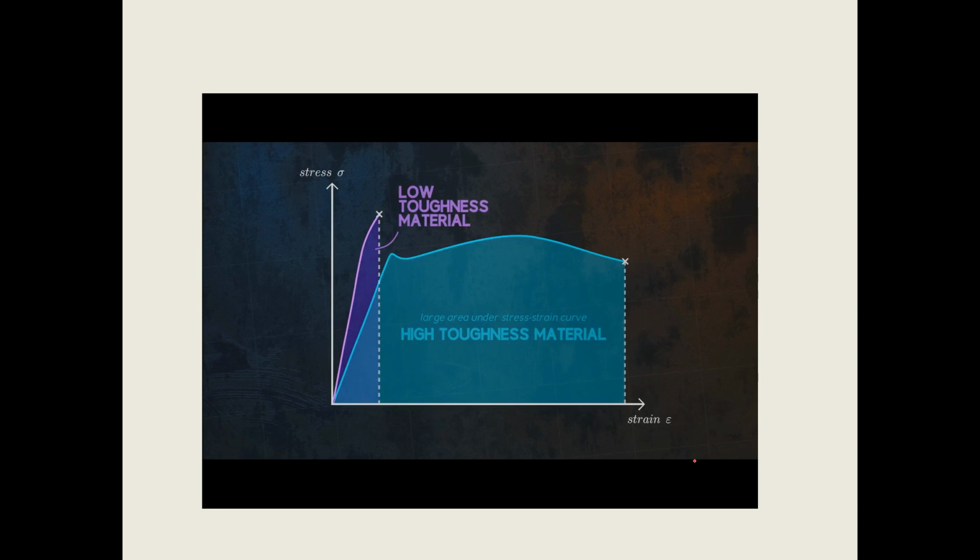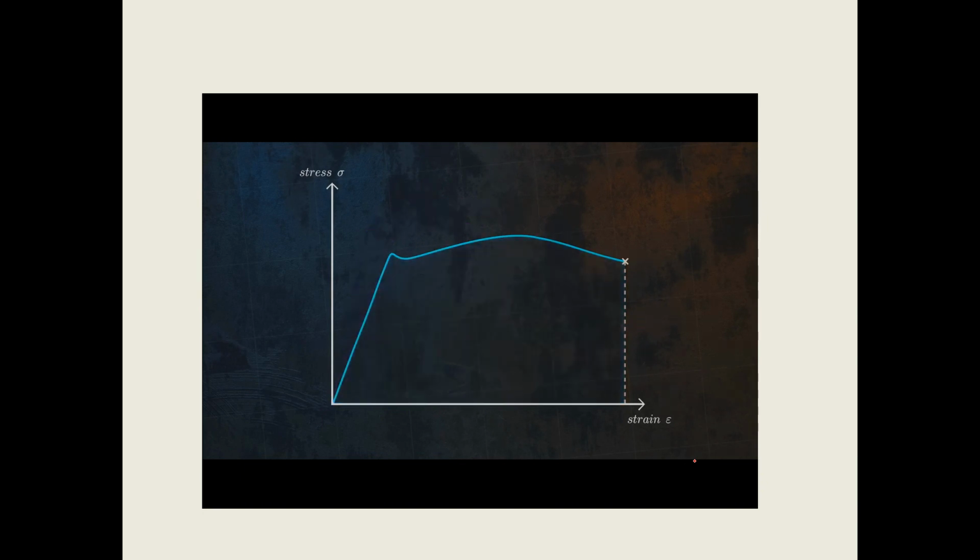A related property is resilience, which is the ability of a material to absorb energy when deforming elastically. It corresponds to the area under the stress strain curve, but only within the elastic region. Materials with high resilience are well suited for applications where plastic deformation is to be avoided.